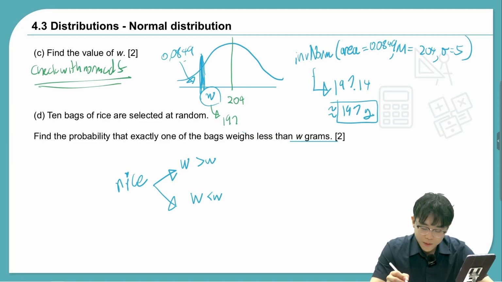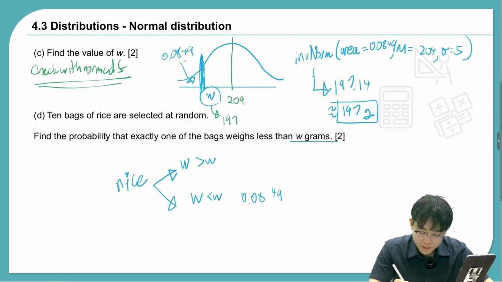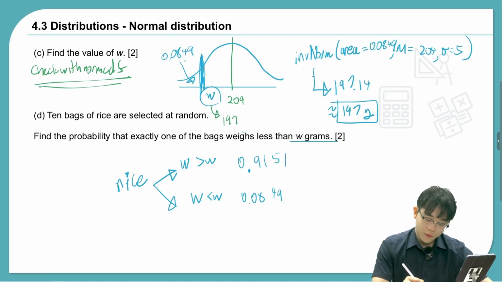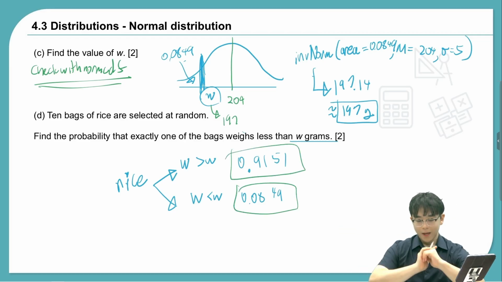The probability that one bag weighs less than W grams, we said, was 0.085, or 0.0849. And the probability that the bag exceeds that is the complement of that, so 0.9151. So for a single bag of rice, it's just two cases, about 91% and 8.5%.